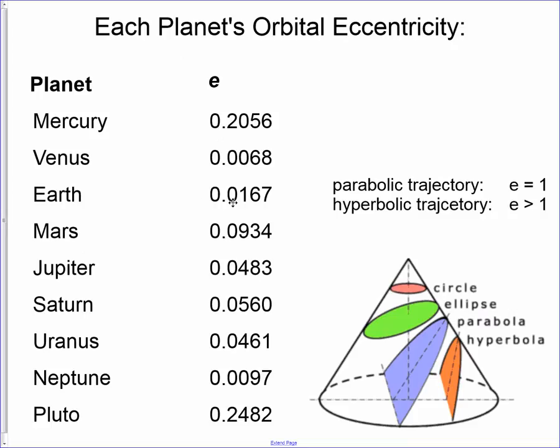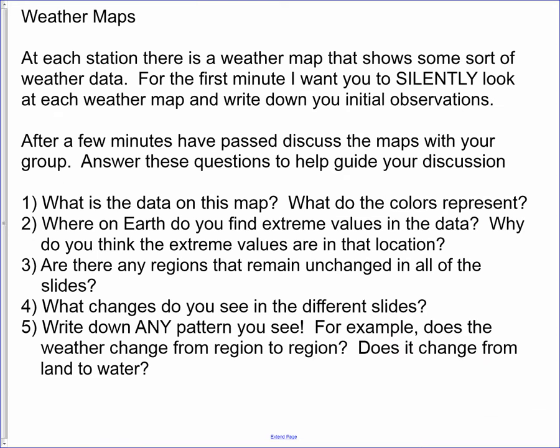Ours is about 0.01. So we do have somewhat of an ellipse, somewhat of an oval, but it's really not that bad. Pluto has the most elliptical orbit. It looks pretty much like an egg when viewed from above.